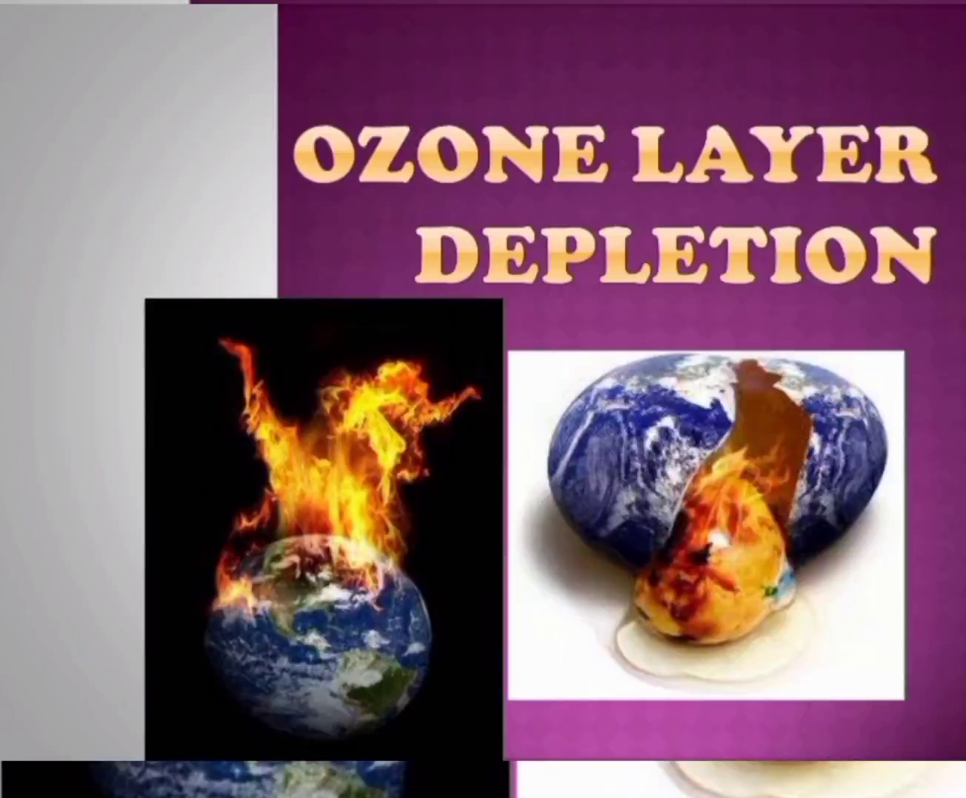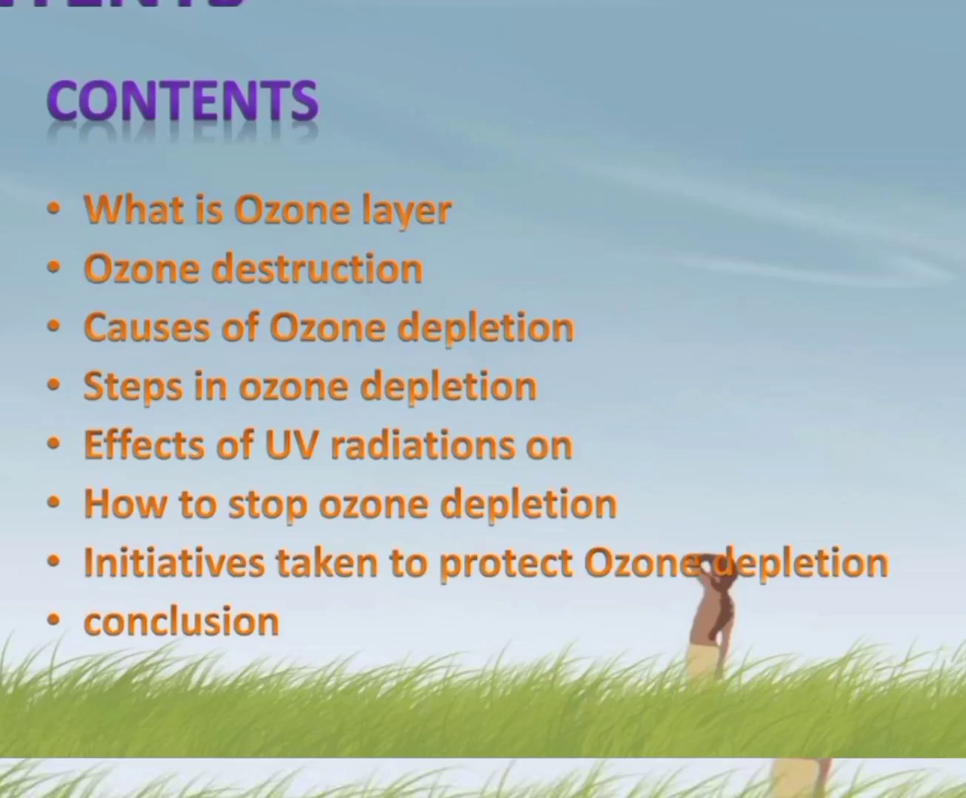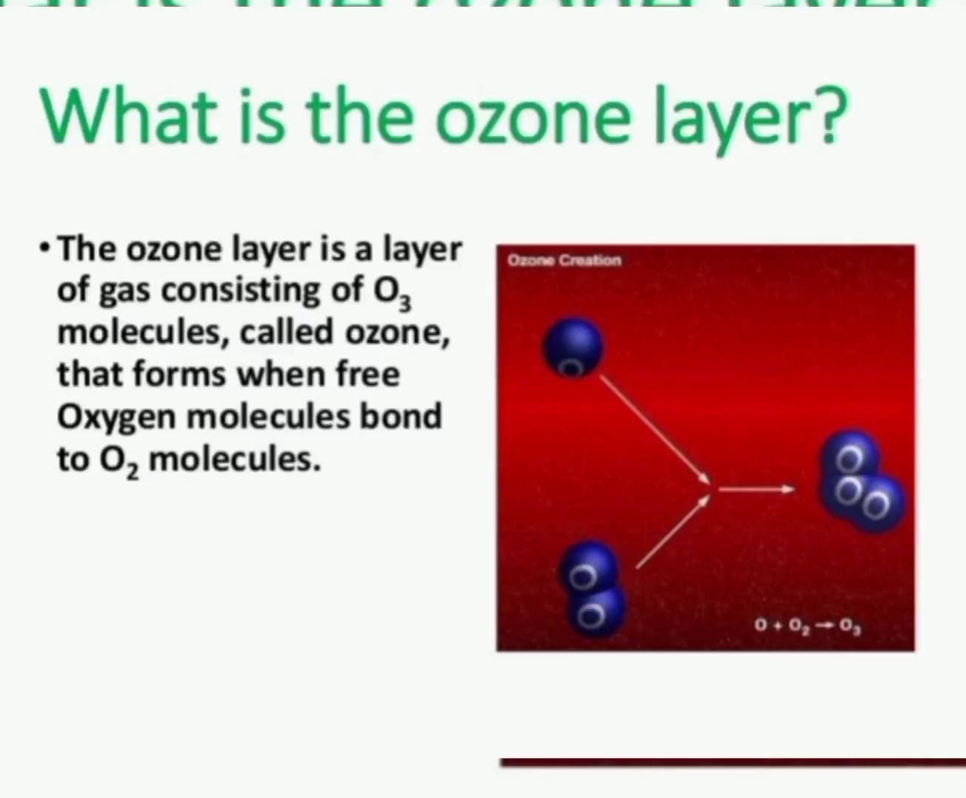I am here to explain to you the causes and effects of ozone layer depletion. I am also going to include topics like what is ozone layer destruction, causes for the depletion of the ozone layer, steps taken to prevent ozone layer depletion, and effects of ultraviolet radiation that is released by the ozone layer depletion on humans. In conclusion, let us start our first topic, that is, what is the ozone layer.